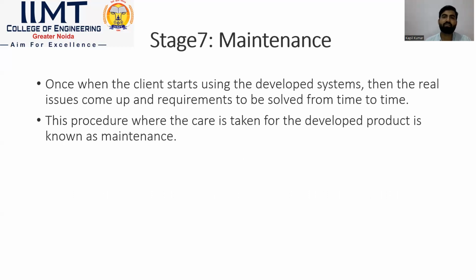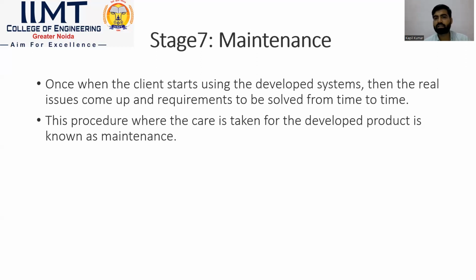Now this is stage 7, that is maintenance. Once the client starts using the developed system, real issues come up and need to be resolved from time to time. This procedure where care is taken of the developed product is known as maintenance. Maintenance starts from using the software in real time on the side of real customers. So these are the 7 stages involved in SDLC.